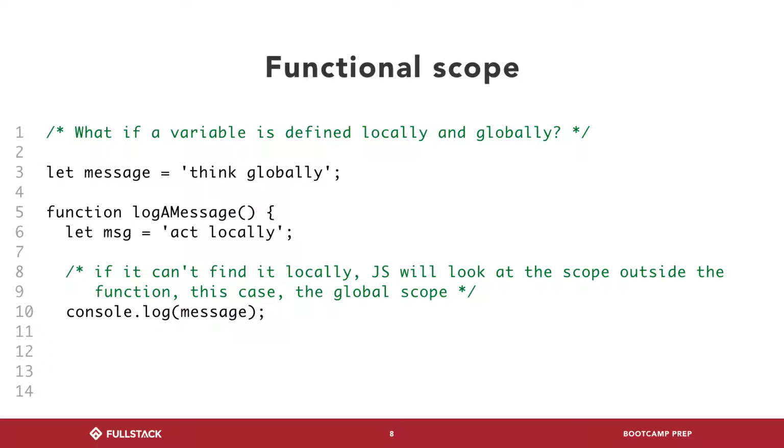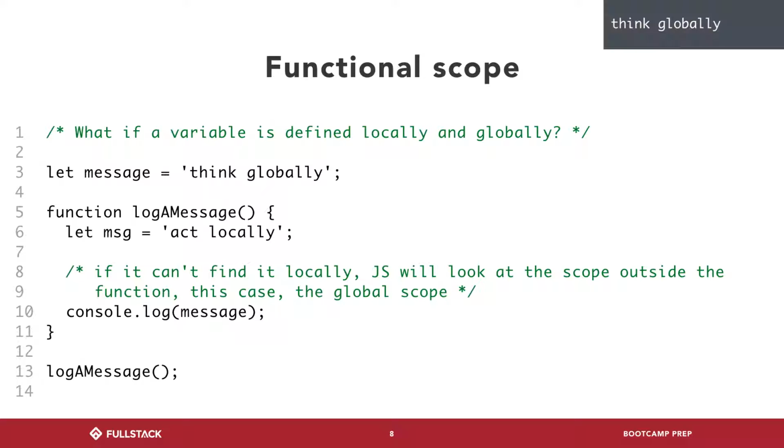What if a variable is defined globally and locally? Oh, okay. Yeah, this is just saying if it can't find it locally, it's going to look for it globally. So a rehash of our first slide, if you will.